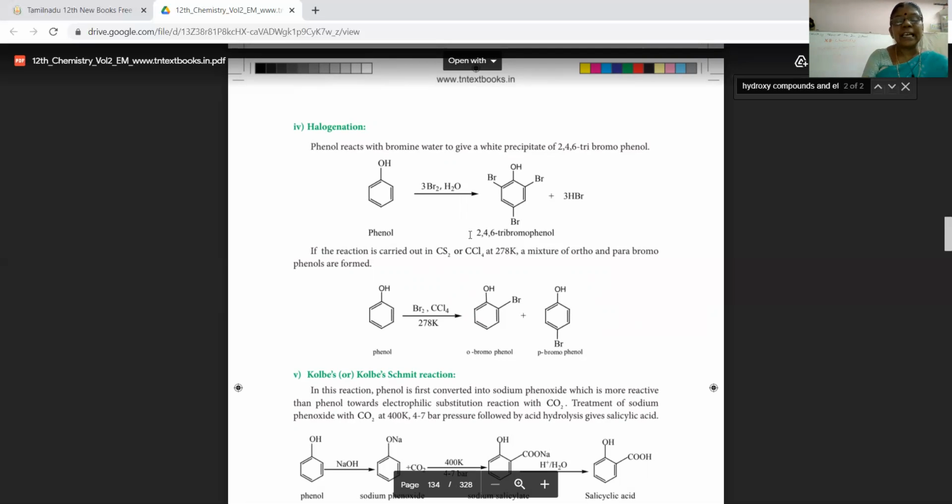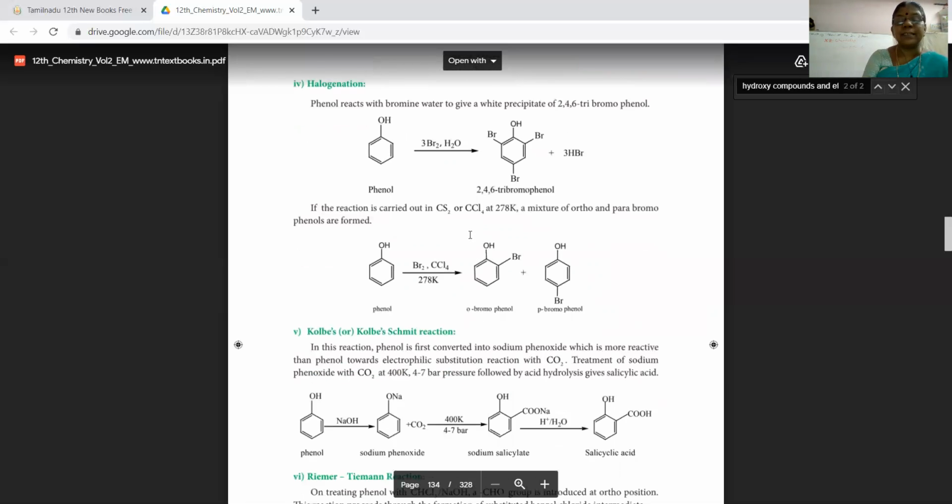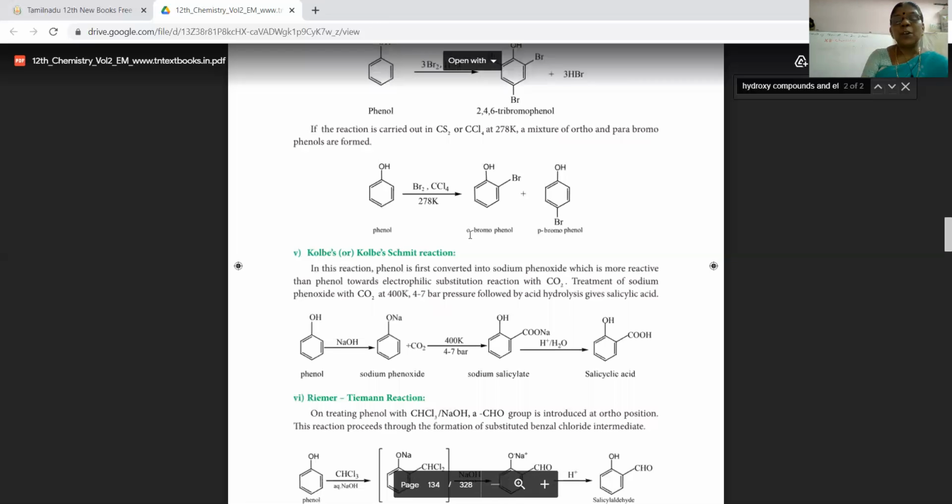If the reaction is carried out in carbon disulfide or carbon tetrachloride at 278 Kelvin, a mixture of ortho and para-bromophenols are formed. That is, if it is treated with bromine water and CCl4, you will get OH and Br in the ortho position and Br in the para position.